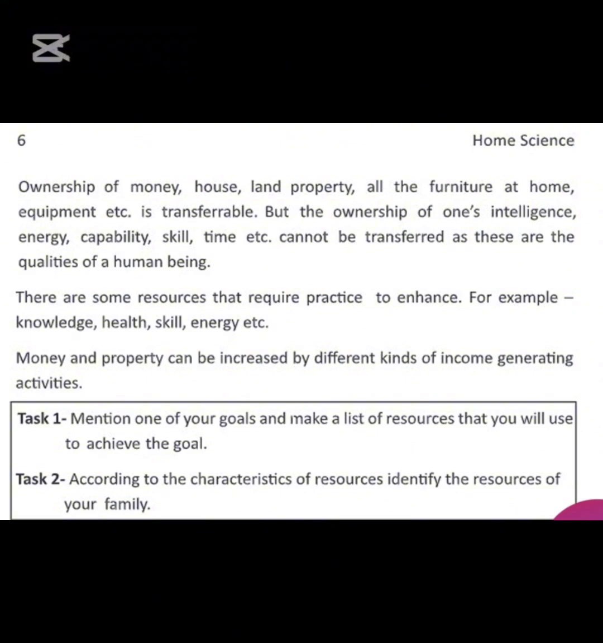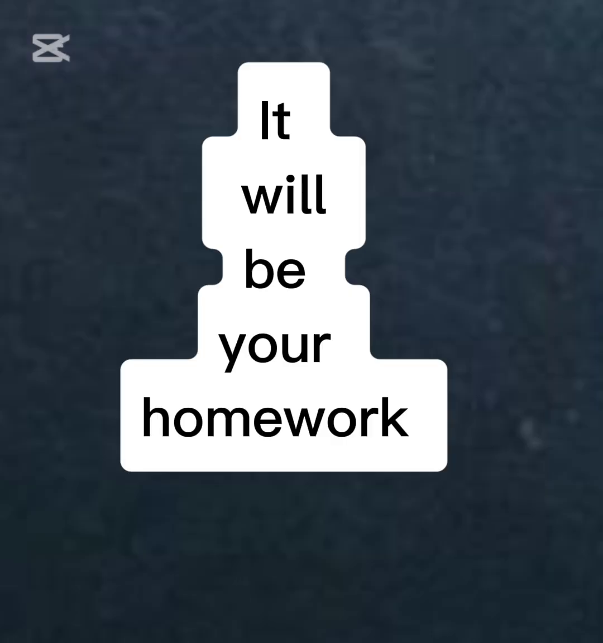So let's see task 1. Mention one of your goals and make a list of resources that you will use to achieve the goal. Task 2. According to the characteristics of resources, identify the resources of your family. So it will be your homework to do this task.